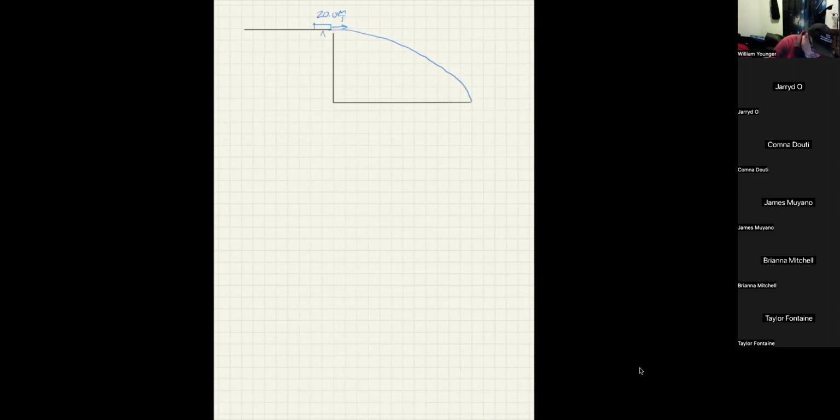What we know is that this height is 2.0 meters from here to here. Okay, so I can arbitrarily make this my y-axis and make this my x-axis.